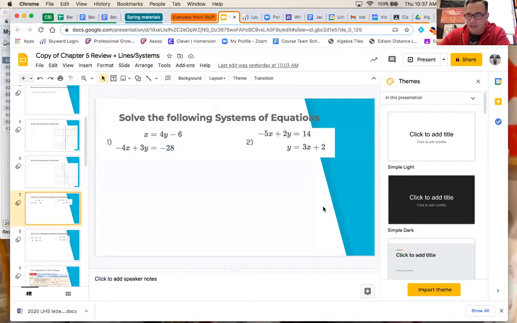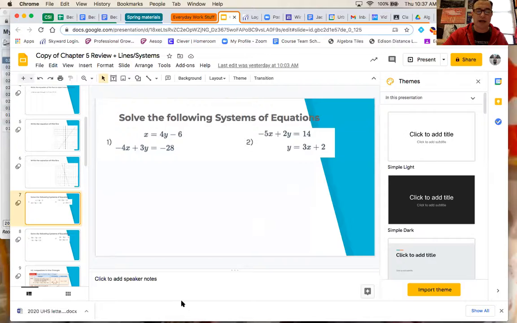So what we're going to be doing today is the second problem. Negative 5x plus 2y equals 14, and y is equal to 3x plus 2. I will ask, when you look at this one, how do we know we're going to use substitution to solve the system of equations? Somebody should write it in the chat and say, well, this is how I know. Yep, y is on its own.